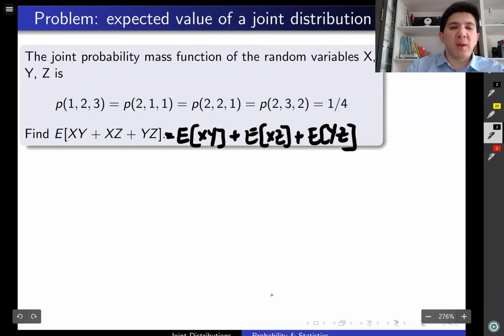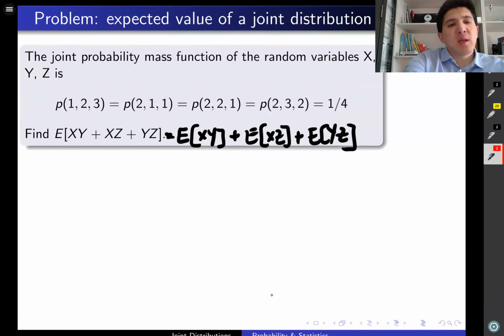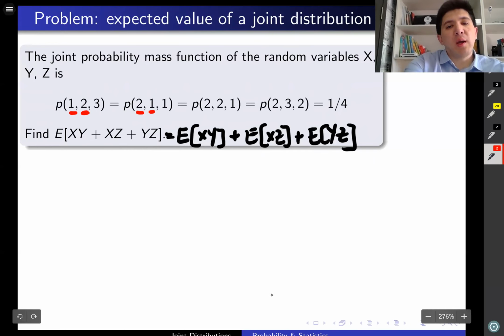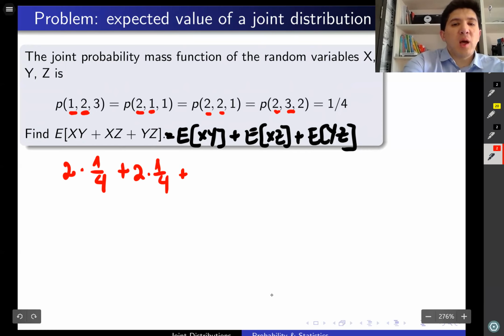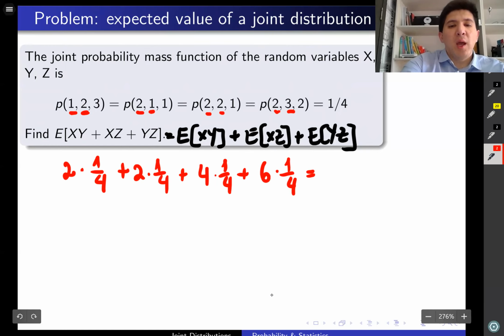So finding the expected value of xy means that we just multiply x and y. We don't really care about the value of z. So we multiply xy, xy, xy, and xy. What kind of values can we have here? It's going to be 2 multiplied by these probabilities, equal to 4, because the multiplication of xy is equal to 2 in the first case, plus 2 multiplied by 1 over 4, plus, in this case, 4 multiplied by 1 over 4, plus in the last case, 6 multiplied by 1 over 4. If you sum everything, it's going to be 14 over 4.